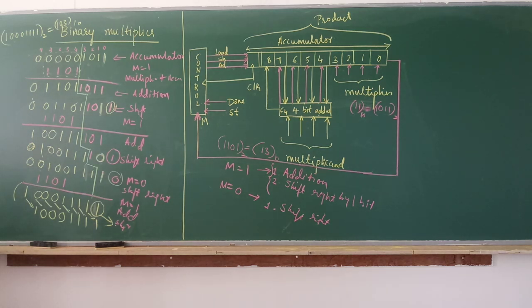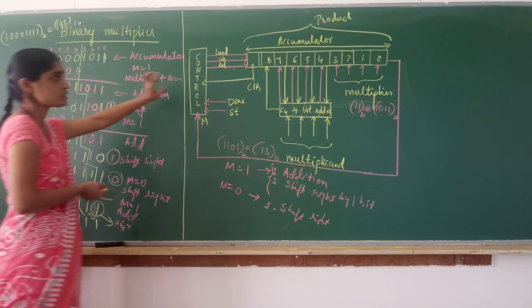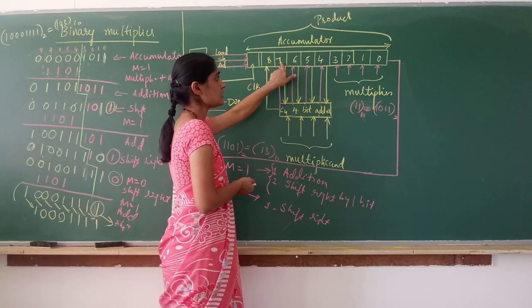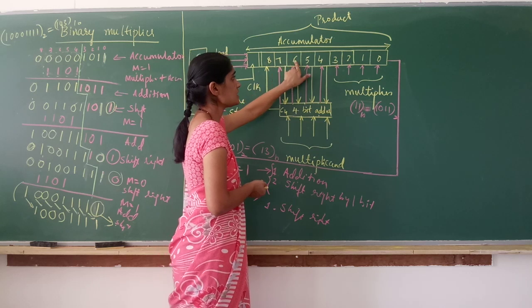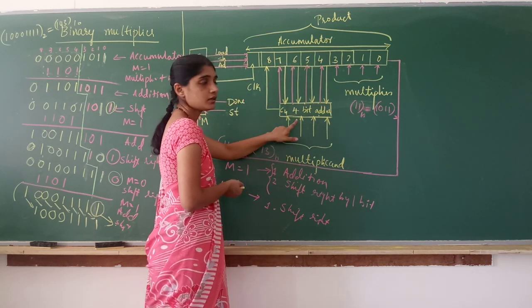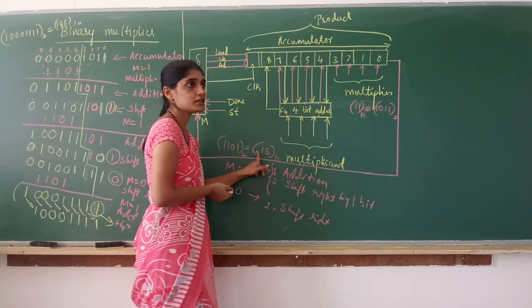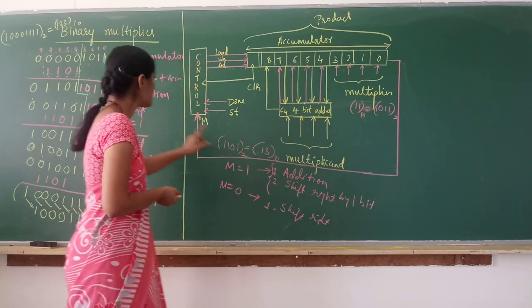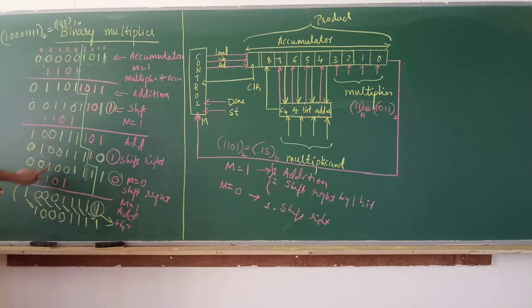So very simple. You can take any example. You should just know this. To be added, the bits are from the accumulator, the 7th, 6th, 5th, 4th bits, and the other input will always be the multiplicand. 13 is the multiplicand we have taken here. So when you add, 13 is the input. If m is equal to 1, 13 will be added. The multiplicand will be added.